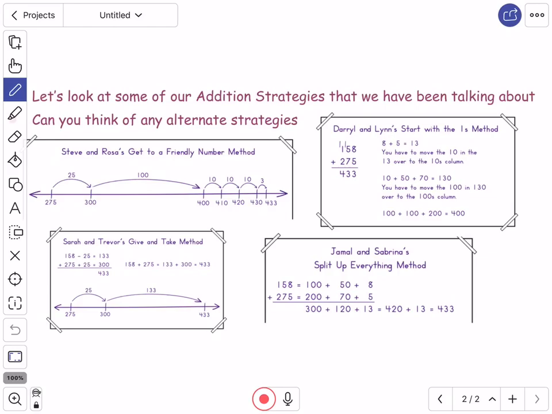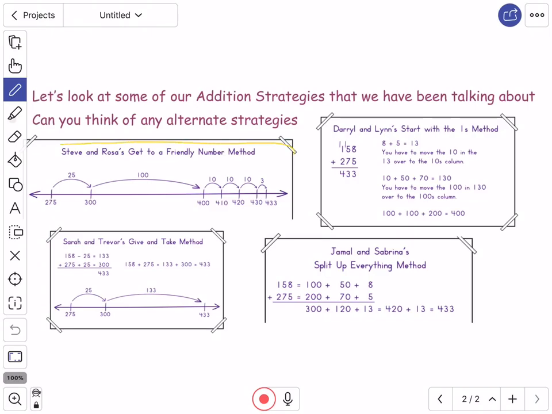So you probably remember these as well. This slide is actually one from one of the lessons that we did before. It says, let's look at some of our addition strategies that we've been talking about. Can you think of any alternative strategies? You don't really need to think of alternative strategies right now, but I just wanted to refresh your memory on some of the ones we did talk about before break.